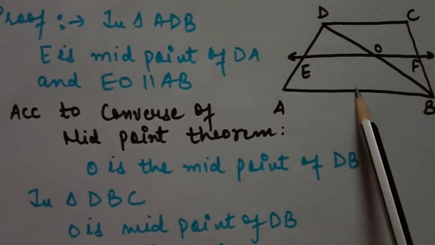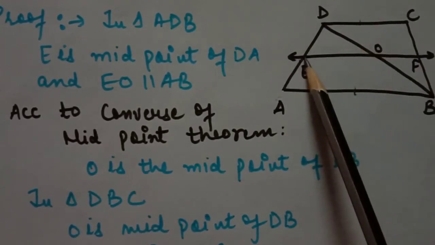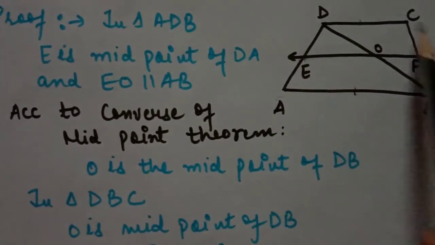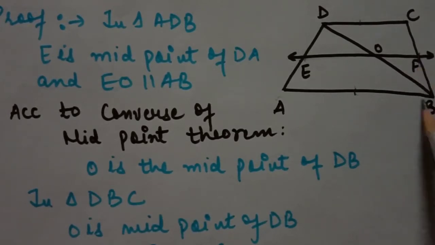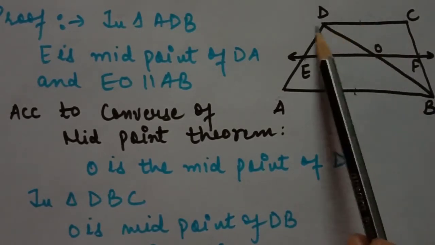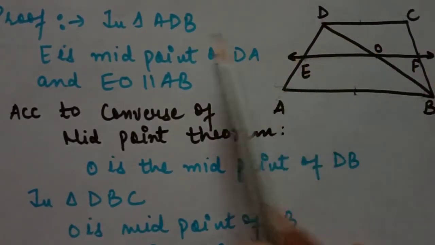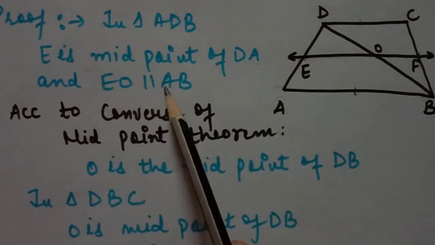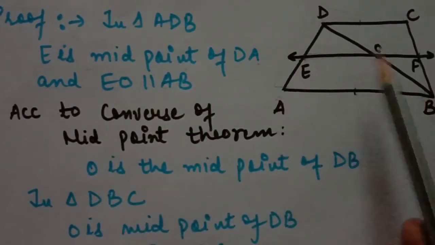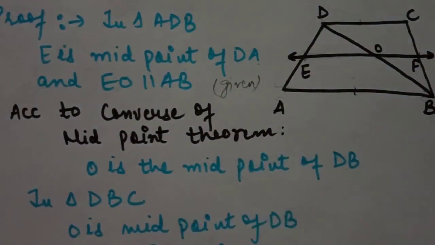ABCD is a trapezium in which it is given that AB and DC are parallel to each other. We draw a line from the point E, which is the midpoint of DA. It is given, which cuts BC at point F, and we have to prove that F is the midpoint of BC. So students, first of all, I mark this point as O, which is not given to us. Now in triangle ADB, E is the midpoint of DA, given. EO parallel to AB is also given. It is not assumed by me. Both conditions are given.